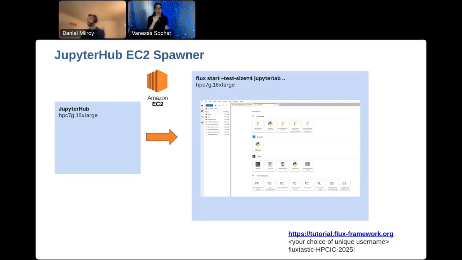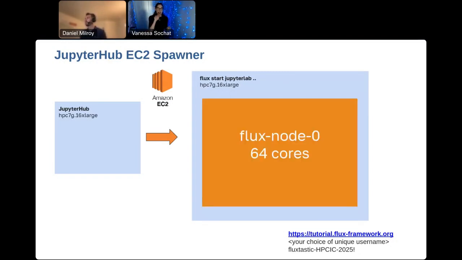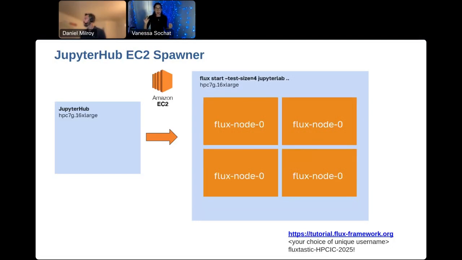I want to point out that when we start with the Flux start command, we give a test size equals 4. And I want to explain what that means. Now, if I had just done Flux start Jupyter Lab, Flux would see the actual resources of the node. It would say, okay, there's one node with 64 cores. However, a lot of our examples warrant having more than one node, so when we add test size equals 4, that's emulating that you have 4 nodes. So basically, you'll do Flux resource list, and you will see that you have 4 nodes and 256 cores. I need to point this out because you do not actually have 4 nodes and 256 cores. So just keep this in mind.